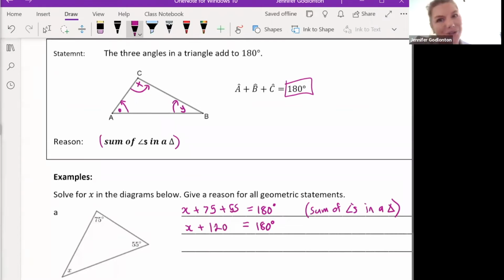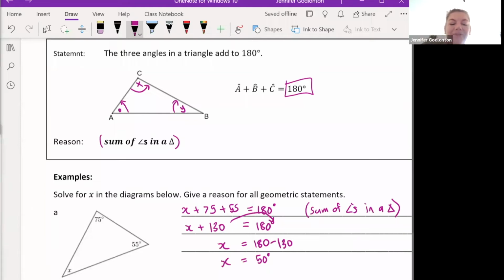Okay, try that again. So x plus 130 is going to give us 180, and then we're going to move our 130 over. I'm just really messing this up quite severely now. And so we'll have 180 minus 130, which means x is equal to 50 degrees.